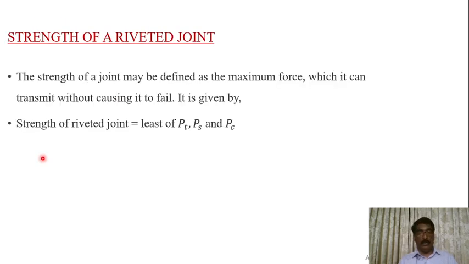Now coming to the strength of a riveted joint, it is the maximum force transmitted by a riveted joint without failure. To find this, first you will have to find the tearing resistance, shearing resistance, and crushing resistance by using the suitable formula. After that, the minimum value, the least value, represents the strength of a riveted joint.